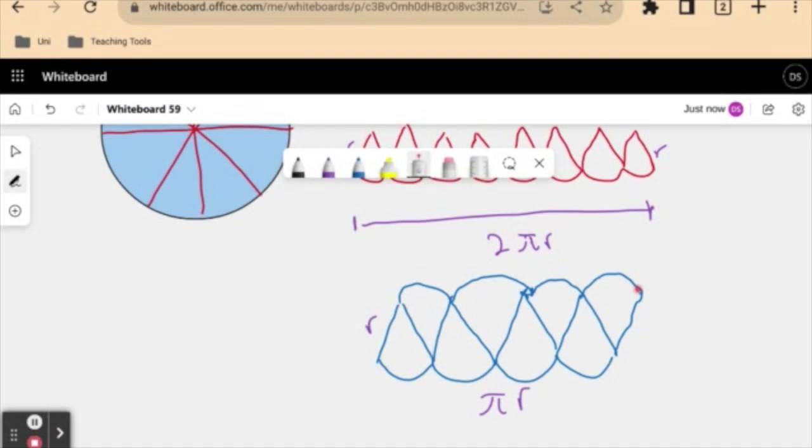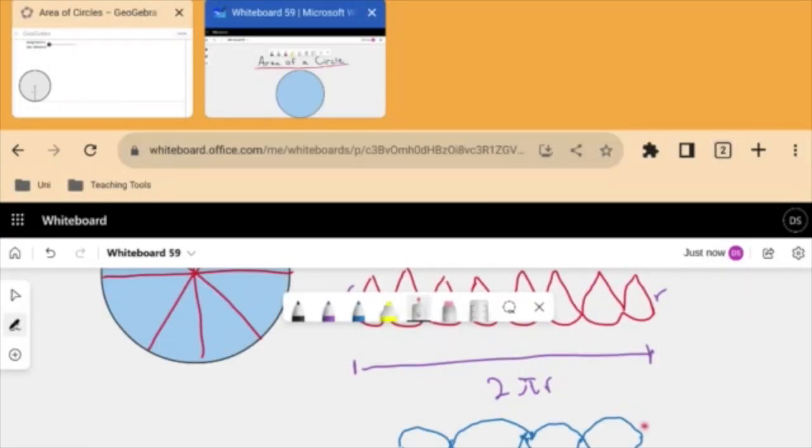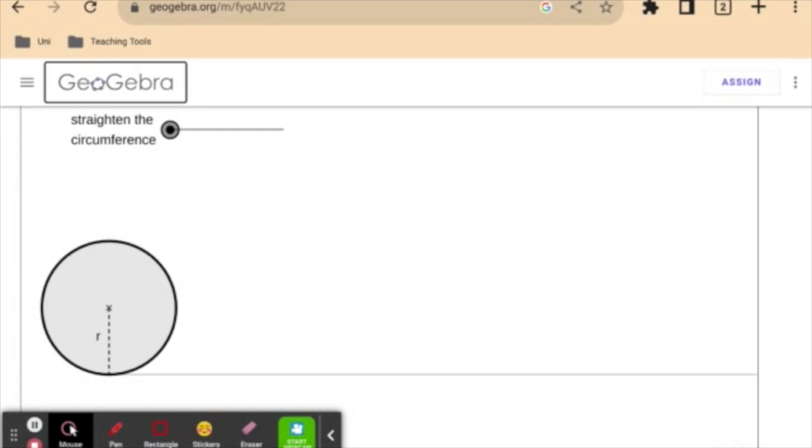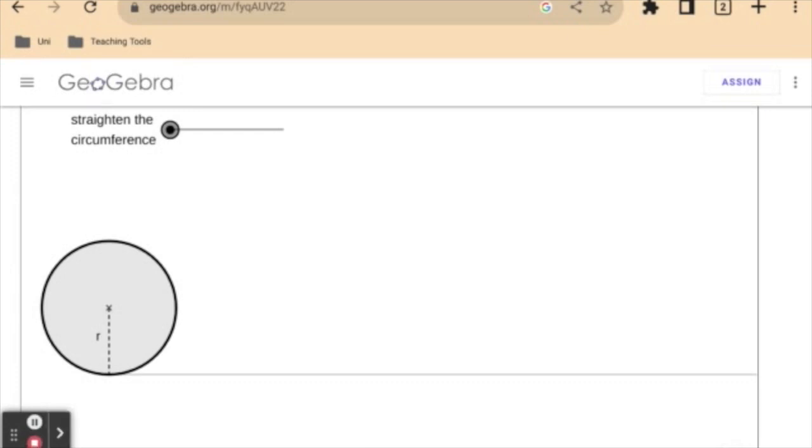Now, what would happen if we had more little pizza slices? So these were smaller and smaller and smaller. And say we got an infinitely large amount of pizza slices. Well, this whole thing is going to get condensed. And I'm going to switch slides now to a simulation on GeoGebra where you can hopefully see what's happening here.